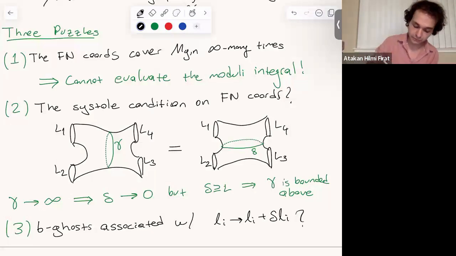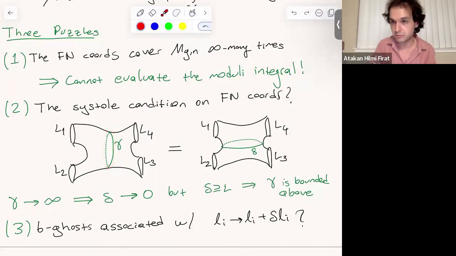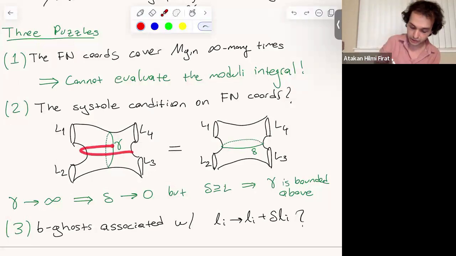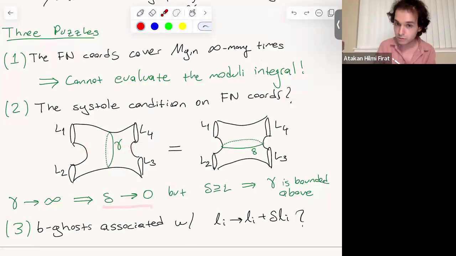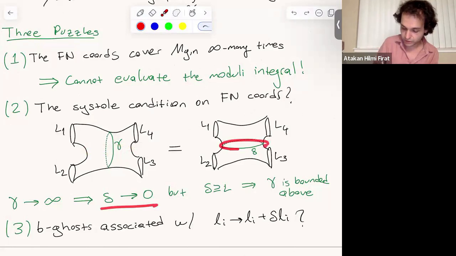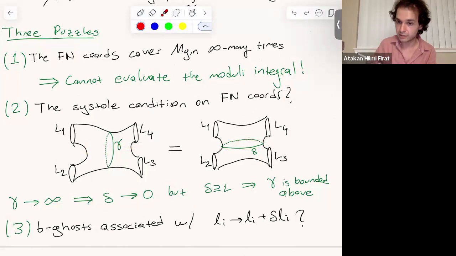That means that if you choose a geodesic, say, gamma, and you take it to infinity, first of all, gamma should be greater than L. But consider what happens when gamma is really big. When gamma gets big, any transverse geodesic should get small. So at some point, this delta that is crossing it gets small. But in the systolic condition, this should be greater than L. So gamma is actually also bounded above. And this also applies to all other closed geodesics.